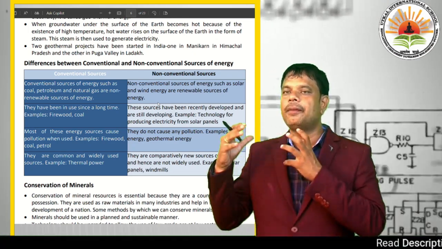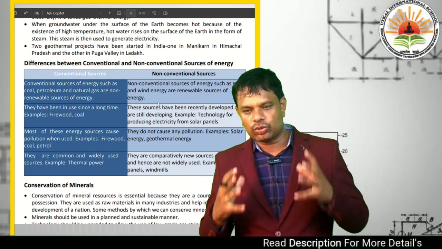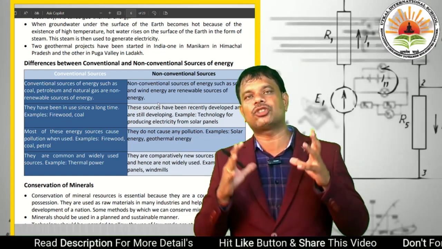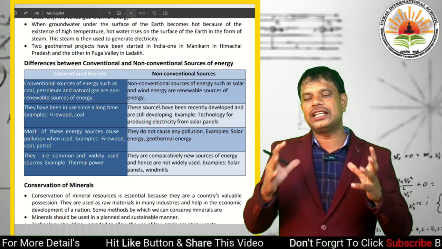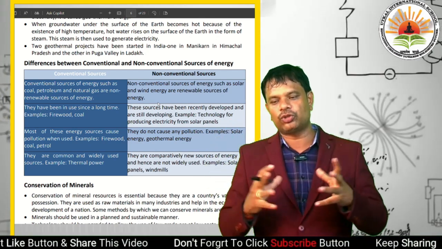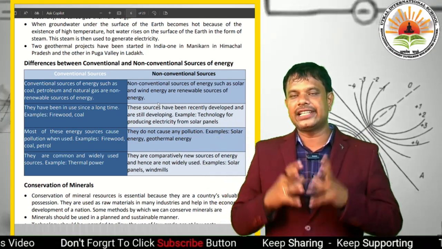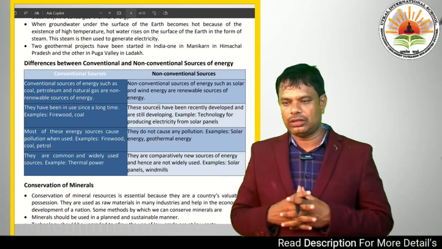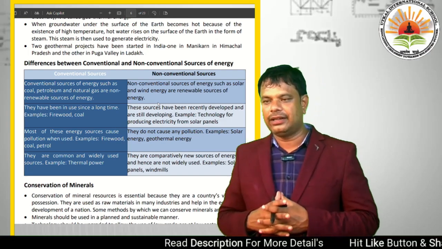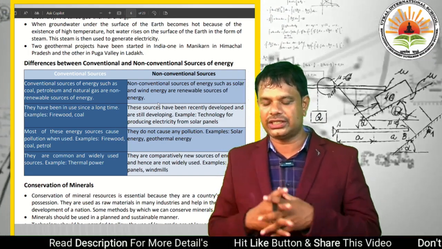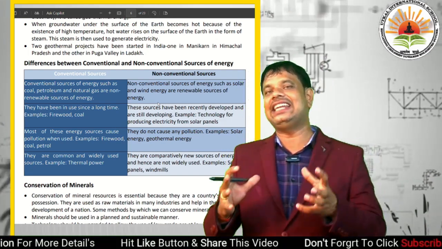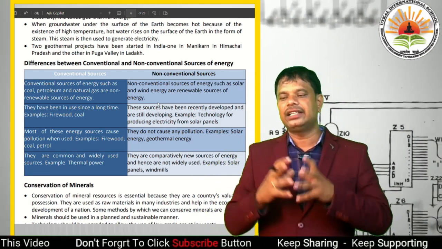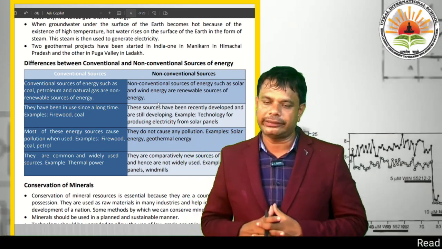from solar panels. Dear students, if we go to another point of conventional sources, most of these energy sources cause pollution when used. Examples: firewood, coal and petrol. But if we compare non-conventional sources, they do not cause any pollution. Example: solar energy and geothermal energy.